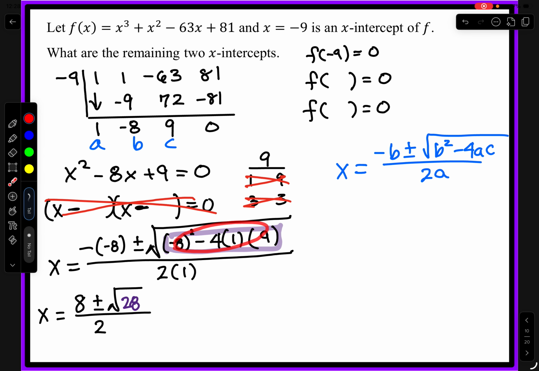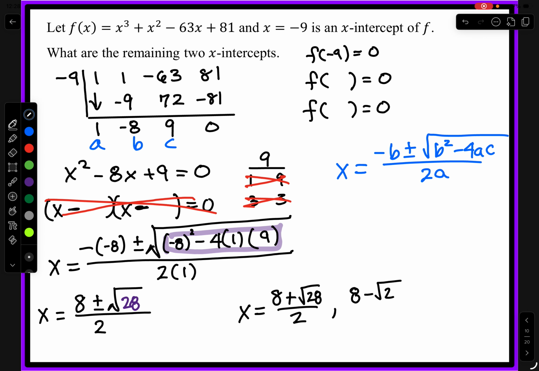Again, I'm not doing the square root, because it's not factorable, so it's going to be irrational. So we have 8 plus or minus the square root of 28, divided by 2. Now we could try to simplify this, but we don't need to, because this is the exact answer. So no reason to simplify it from this point on. So x equals 8 plus the square root of 28 divided by 2, and 8 minus the square root of 28 divided by 2. Those are the other two remaining x-intercepts.